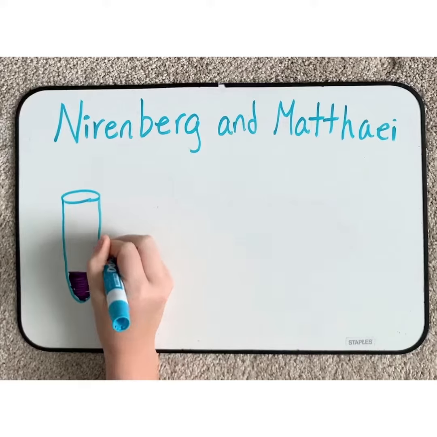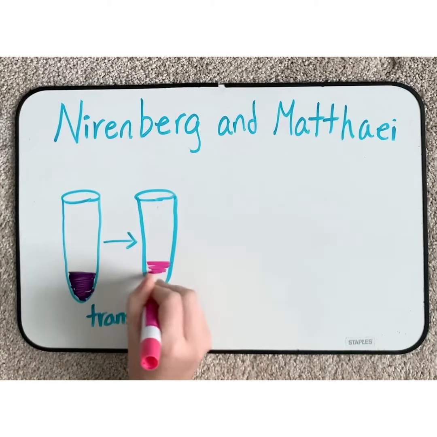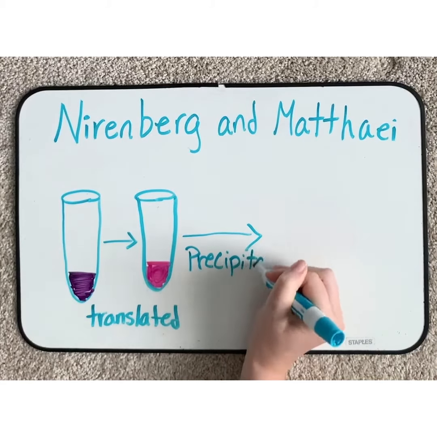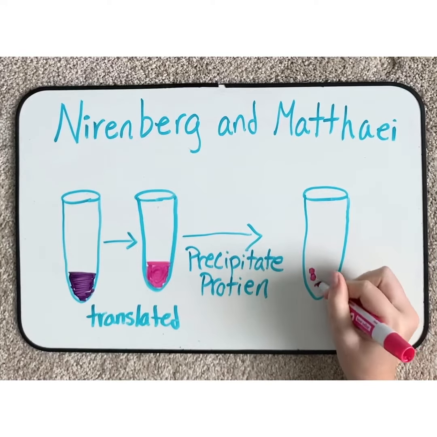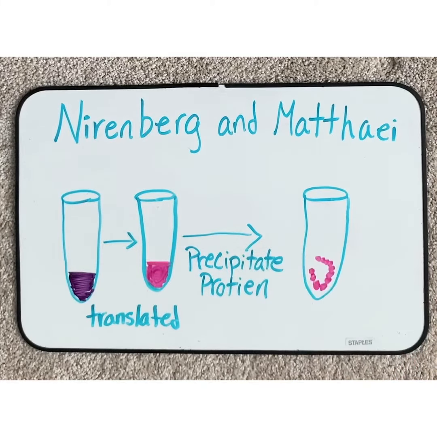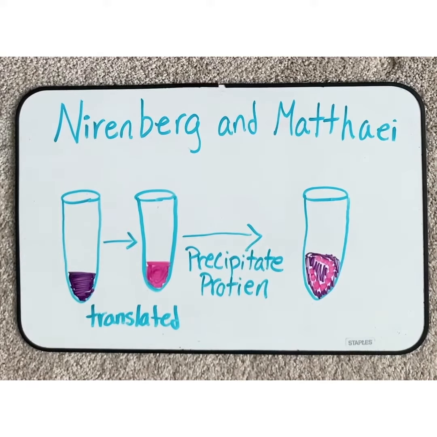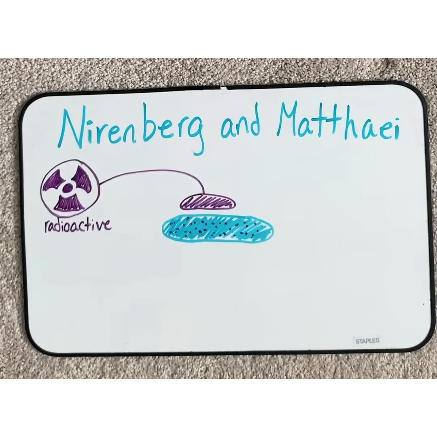The homopolymer was then added to a cell-free extract translation system that translated the UUU codons into amino acids. This then caused the precipitation of a protein in the solution. The solution was poured into a flask where the unbound amino acids were filtered out and the remaining precipitate was left on the filter paper.